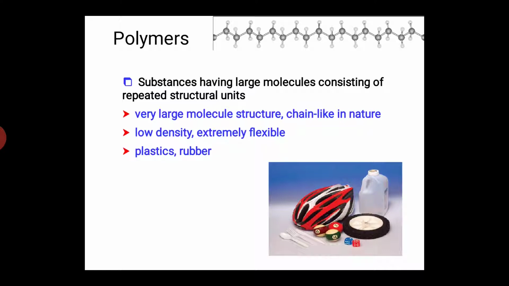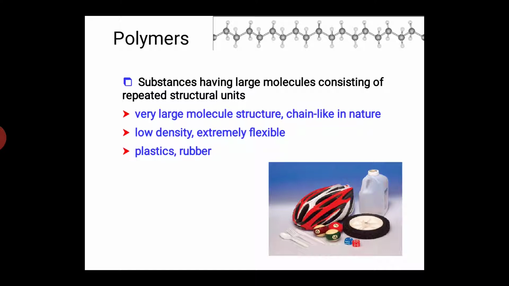In chemistry, I think you have studied nylon 6, nylon 66, bakelite. These are all examples of polymers. Then high density polyethylene and low density polyethylene are also examples of polymers, and they are considered lightweight materials. They are used as lightweight materials in partitions and fuel tanks. Polymeric compounds have a very large molecular structure, with a very long chain structure in nature.